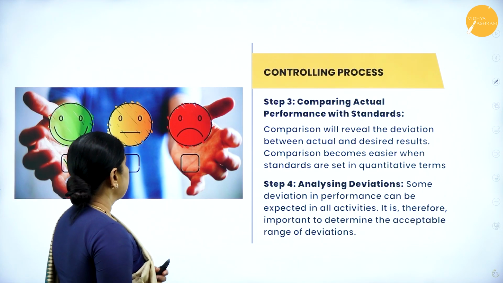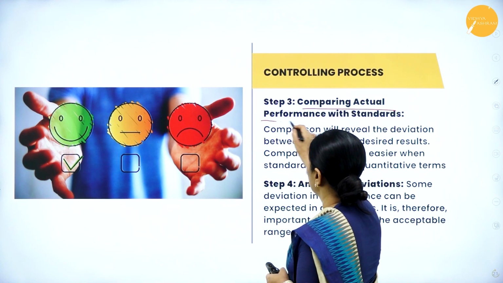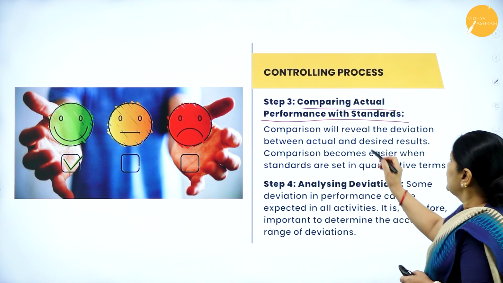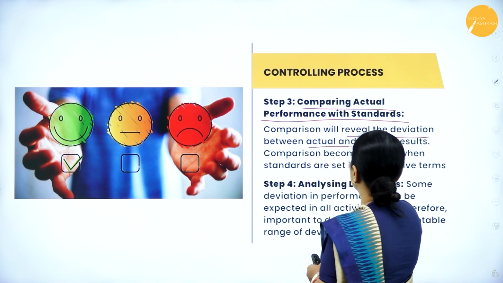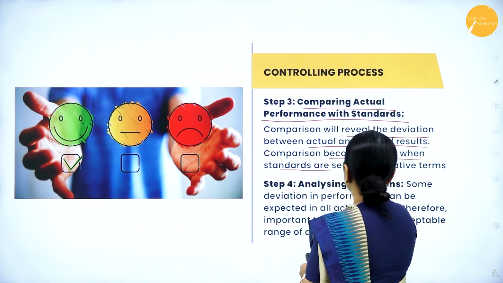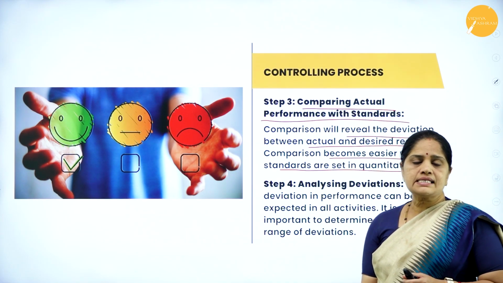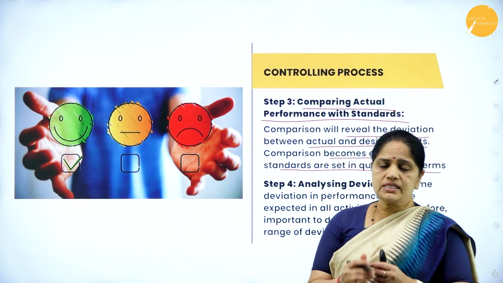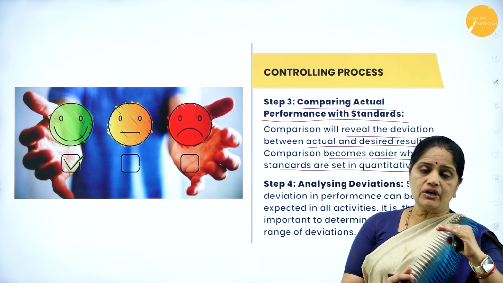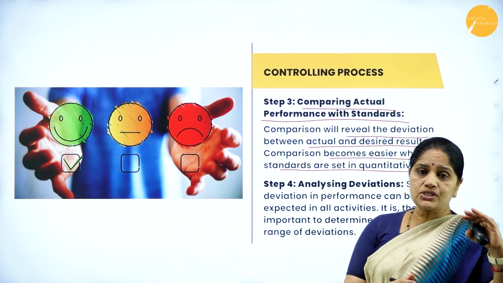Now, step 3 in the controlling process is comparing the actual performance with the standards. So what is this comparison with the standard? It will reveal the deviation between actual and the desired result. Comparison becomes easier when standards are set in quantitative terms. Suppose you are setting the quantity of 100 units of production for each employee. That is the standard every employee has to reach.